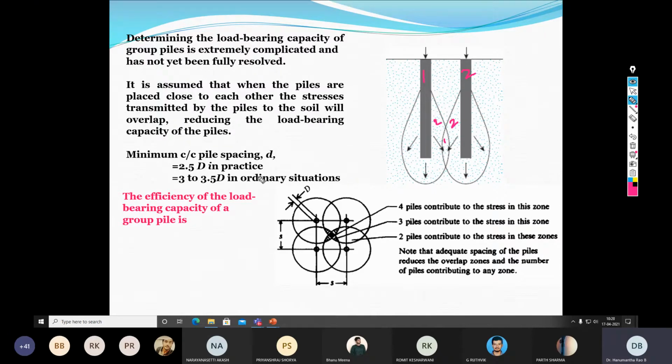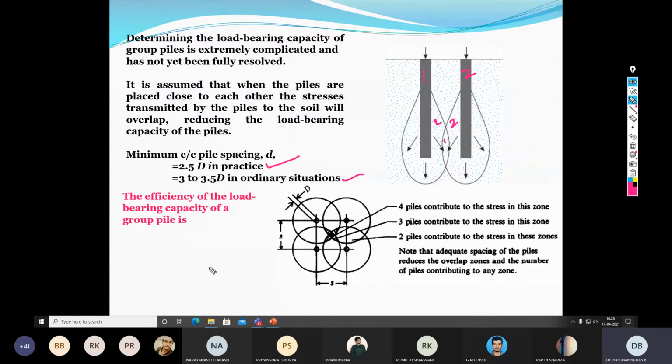Now typically the spacing between the piles is taken as 2.5 times D in practice, or otherwise you can go for 3 to 3.5 D in ordinary situations. Now there are a lot of guidelines provided by different codes or standards. You can refer to any of the codes or standards to pick up what particular value of the spacing, depending upon the soil type, depending upon the pile type, number of piles, and so on and so forth.